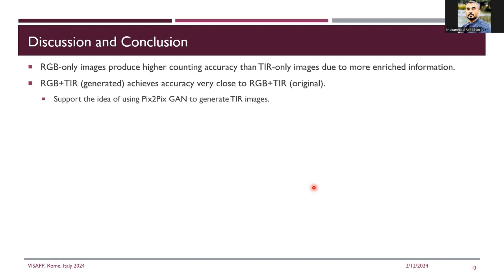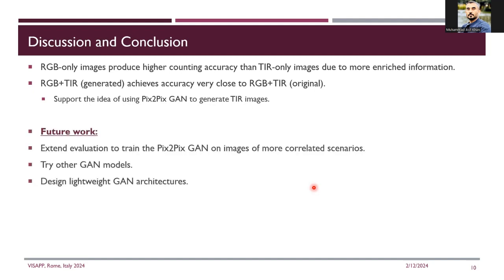And even this accuracy was pretty close to the RGB plus original thermal images being used, which supports the motivation of this paper, that we can use Pix2Pix GAN to generate thermal images to train multimodal crowd models, which can later be used in scenarios where the crowd images are not clear due to weather effects or lighting effects. So this supports the idea of the paper.